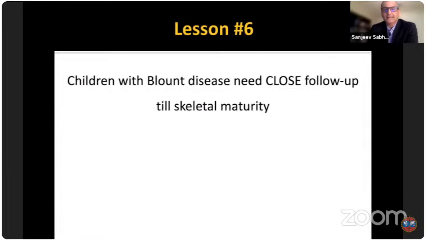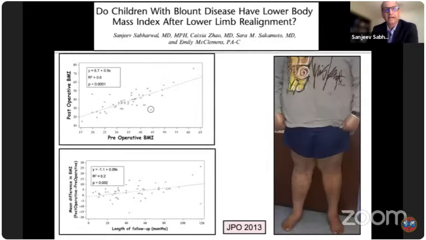So I think the very important lesson here is that children with Blount's do need close follow-up till skeletal maturity. And that's even more important when you're doing guided growth for these patients with many years of growth remaining.